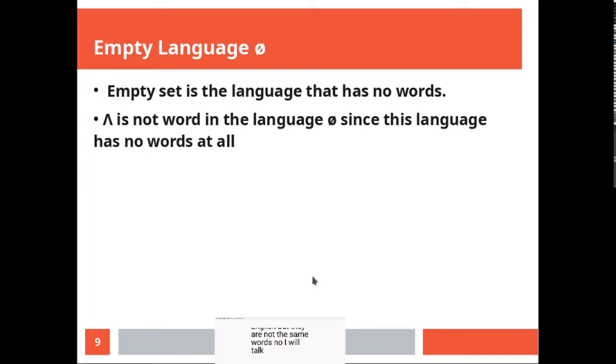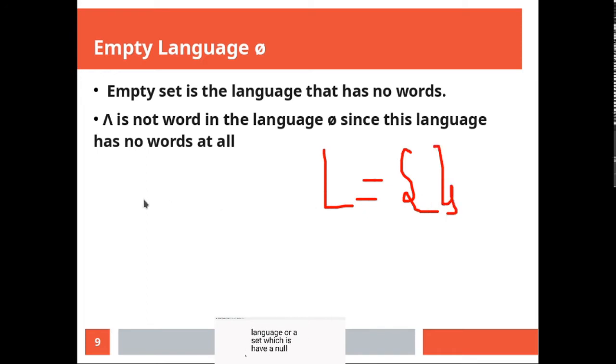Now I will talk about a special language which is your empty language. Empty language is the language that has no words. So if I say that L is a language or a set which is empty, it does not even have a null. Null is also not a word. Null is also not there in this language. Why? Because null is a special string of length 0, but it is a string. This has length 0. But when I am talking about an empty language phi, it does not contain any string. So empty language phi has no words, not even null.